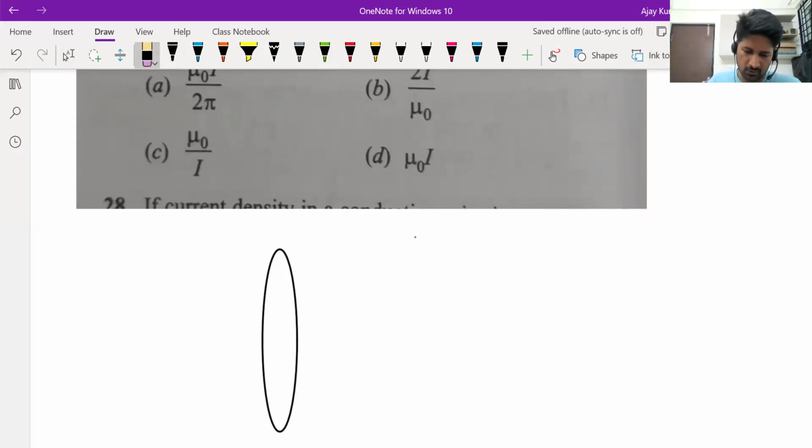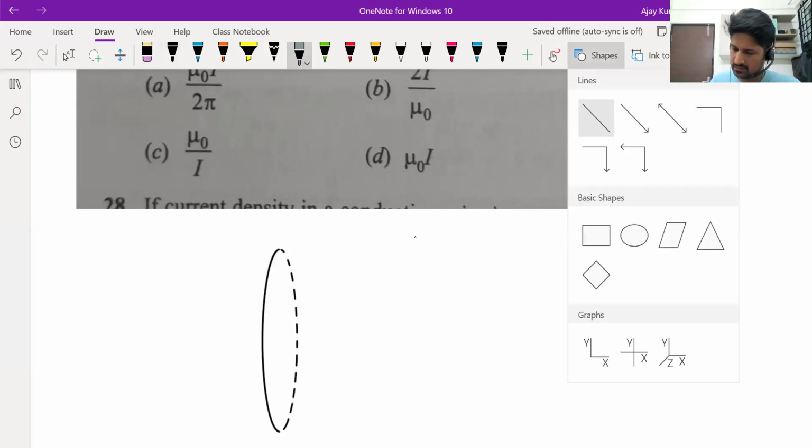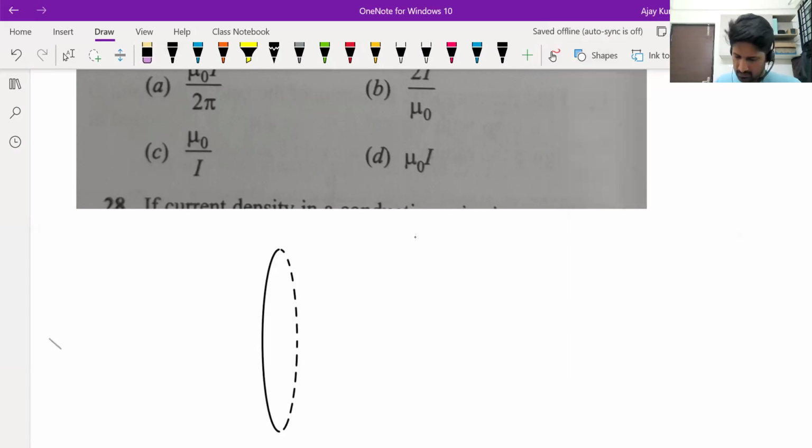Half of this loop will be out of the screen. The other half will be behind the screen. The part behind the screen, I'm drawing in dotted line. Okay. Next, we need to visualize its axis. Axis passes through the center of the loop and it will be a straight line perpendicular to the loop. Somewhat like this.